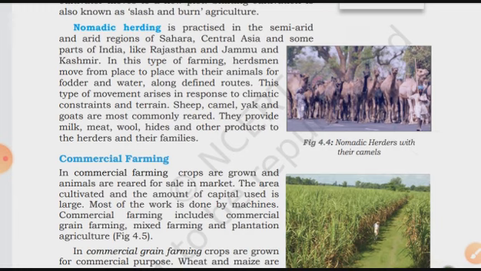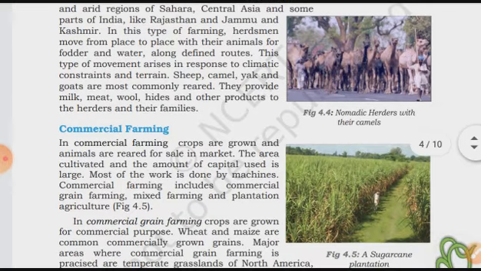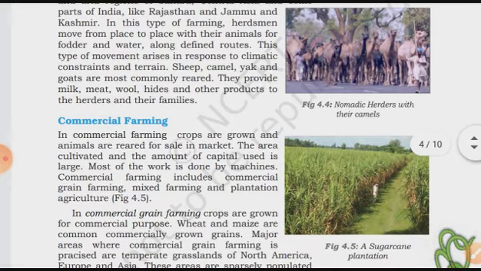In this type of farming, the herdsmen used to rear animals. Herdsmen move from one place to another with their animals for fodder and water along defined routes. They know the particular routes. With these routes, they used to move from place to place, rearing the animals and feeding them with fodder and water. This type of movement arises in response to climatic constraints and terrain.